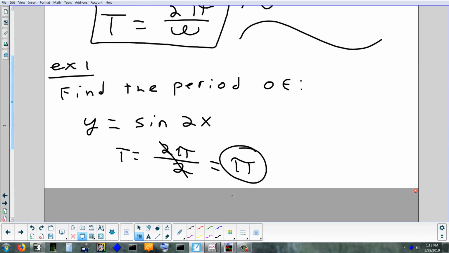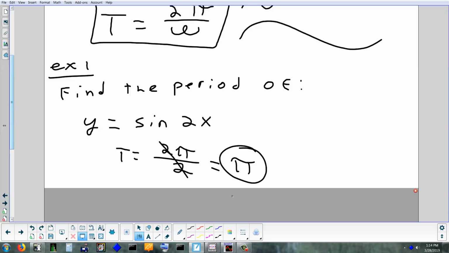What's the length of it originally before you mess with it? 360, or what's that in radians? 2 pi. So your normal graph is 2 pi. This graph is 1 pi. So you shortened it. You shorten the amount of time it takes to go through a full cycle.